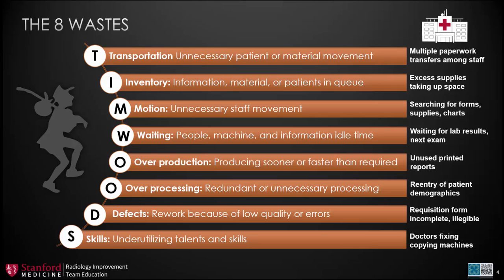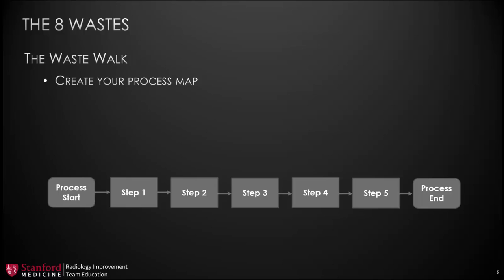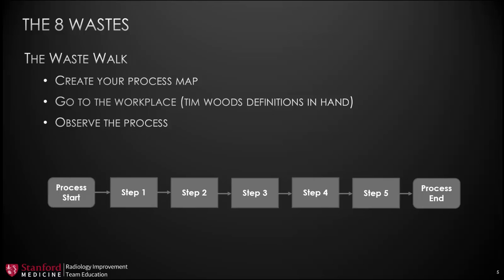So here are examples of the 8 wastes. So now what can we do with them? Well, a common exercise to do once you know the 8 wastes is something called the waste walk. To do a waste walk, first what you do is you create your process map. So all of us are working on processes we're trying to improve. We need to create a process map. And a process map could be simply a start and then a few steps in between and then an end. Once we've created our process map, we go to the workplace with our Tim Woods definitions in hand, so the definitions of the 8 wastes in our hands, and we observe the process. And as we observe the process, we take note where Tim Woods resides in our process.